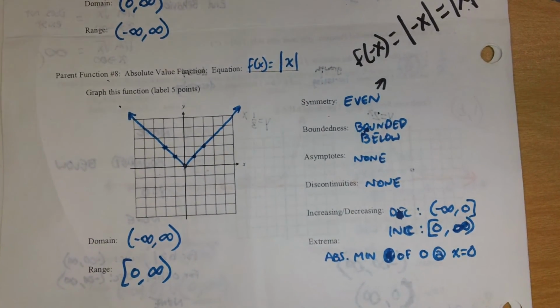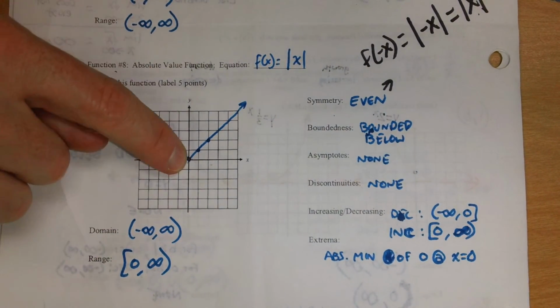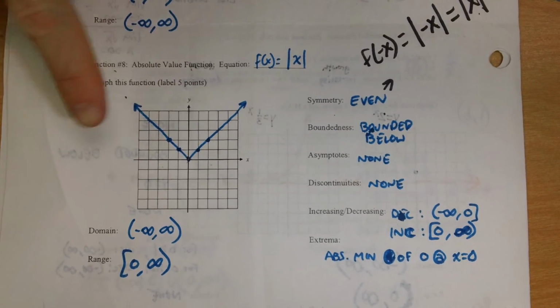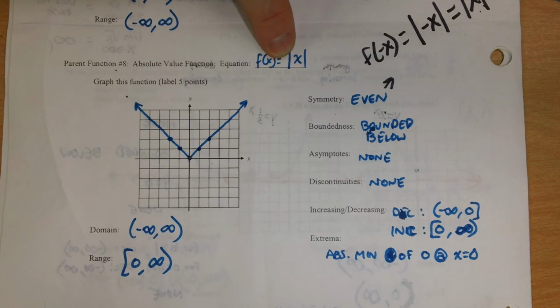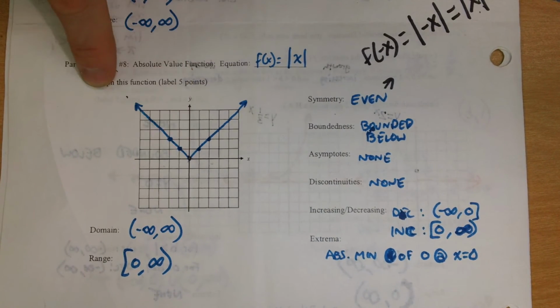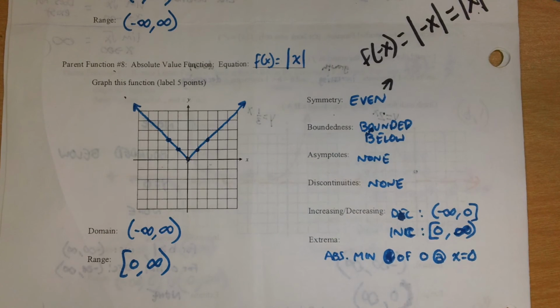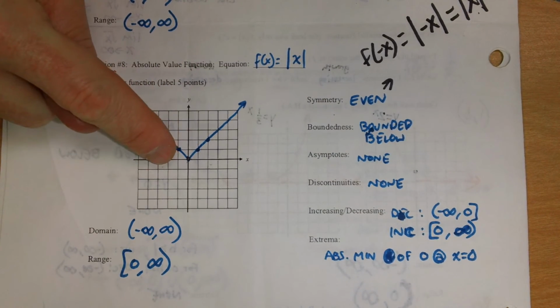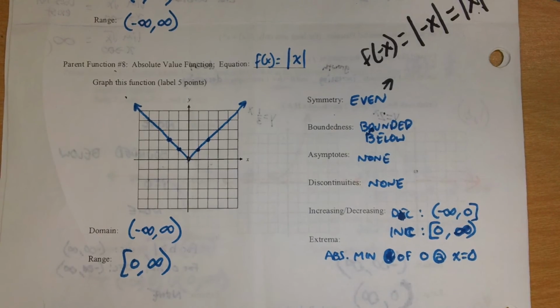It's bounded below, shown by the absolute minimum. We have no asymptotes or discontinuities. It is increasing on all of our positive x values. It is decreasing on all of our negative x values. And it does have that absolute minimum of 0 at x equals 0.